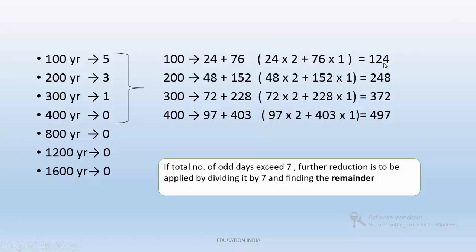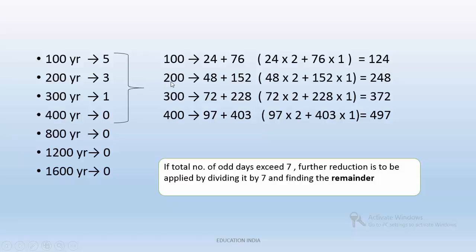But we need to see that if the total number of odd days exceeds 7, further reduction is to be applied. It can be done by dividing the total number of odd days obtained by 7 and finding the remainder. Thus, while the total number of odd days obtained here was 124, it is greater than 7. It has to be divided by 7, which will give the remainder as 5. So 124 will consist of 5 odd days. The number of complete weeks in these 124 odd days can be calculated as the quotient when 124 is divided by 7.